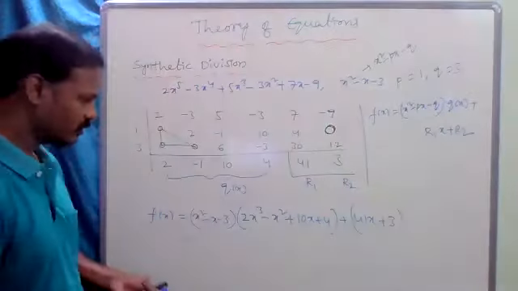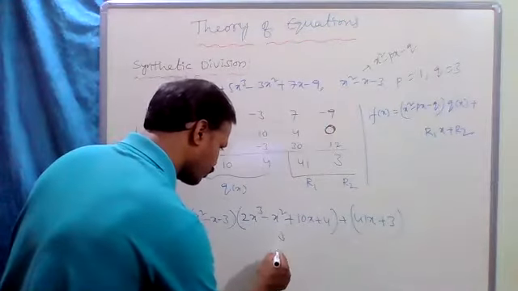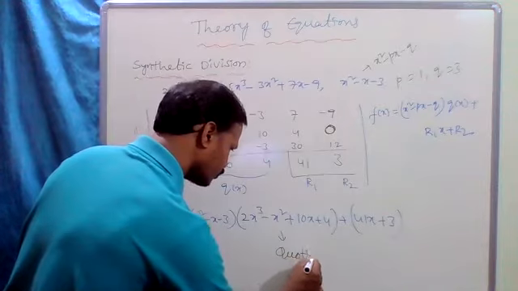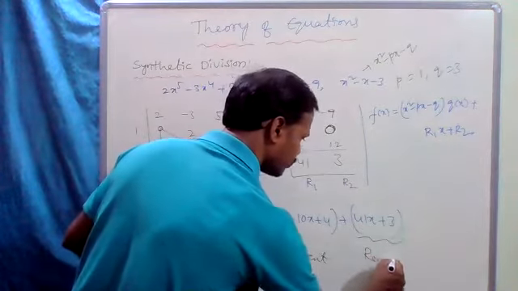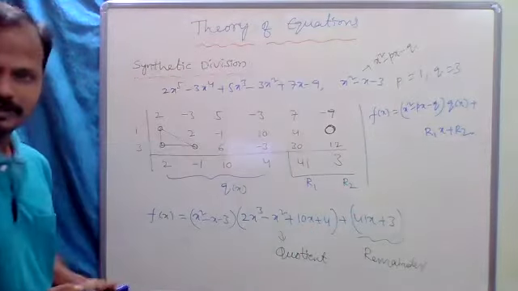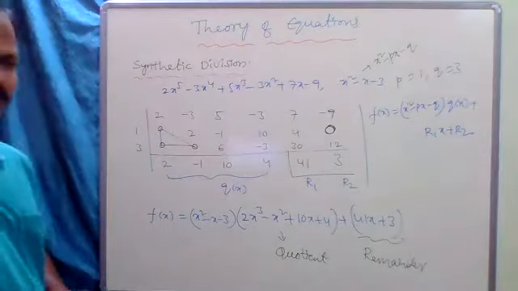Right? So this is the quotient. Okay na? This one is quotient. So this one is the remainder, 41x plus 3. Okay na? Fine.